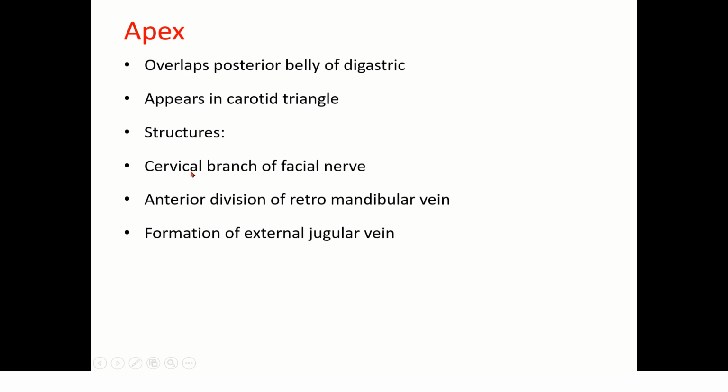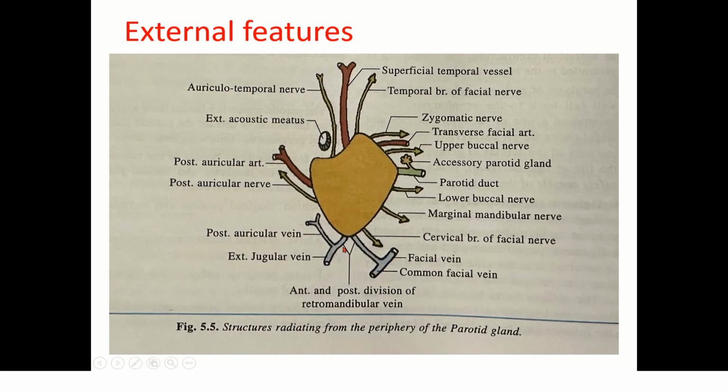Structures related to it are the cervical branch of the facial nerve, anterior division of the retromandibular vein and formation of external jugular vein. You can see here, this is the cervical branch of the facial nerve, this is the anterior division of the retromandibular vein, and this is the formation of the external jugular vein. External jugular vein is formed by joining of posterior division of retromandibular vein and posterior auricular vein.